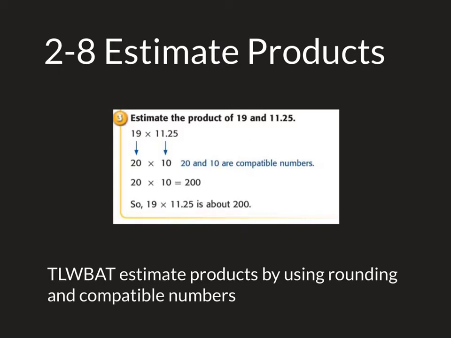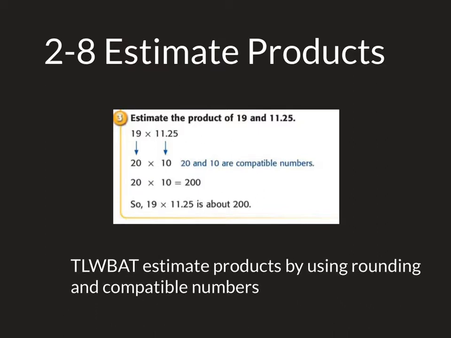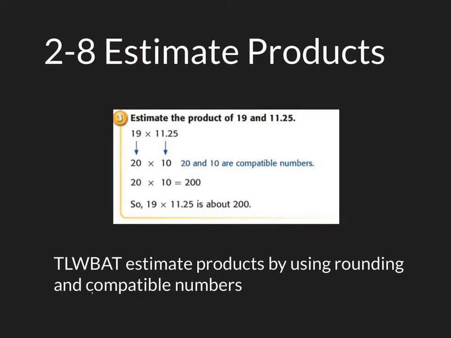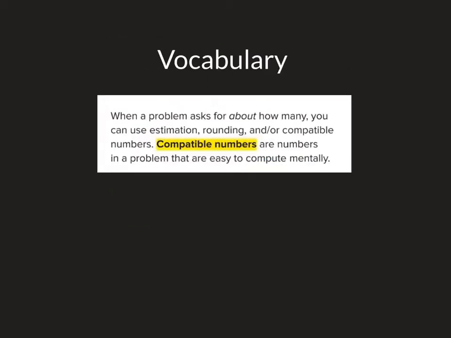Today we're talking about estimating products. Our goal is that you'll be able to estimate products by using rounding and compatible numbers. Now, compatible numbers are a little bit different than rounding. They just mean numbers that are easy to work with. So we'll go into that a little bit. For example, here I have estimate the product of 19 and 11.25. I'd say that's about 20, that's about 10, so it's going to be about 200.